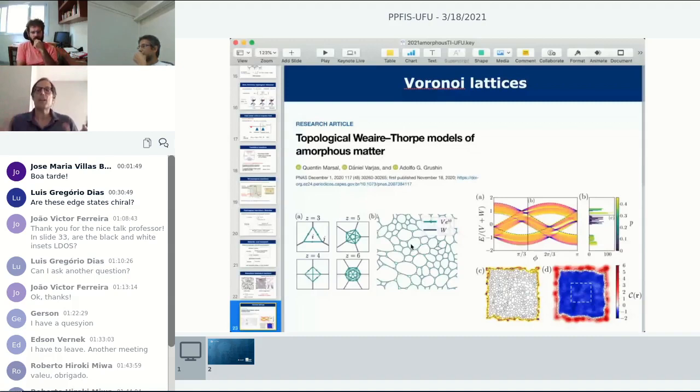So people are starting to say, okay, we learned a lot about these models, but we want to be a little bit more realistic and put in some more ingredients of a real solid. Okay, even though there is no Brillouin zone.